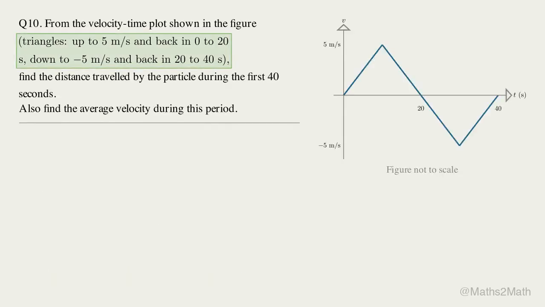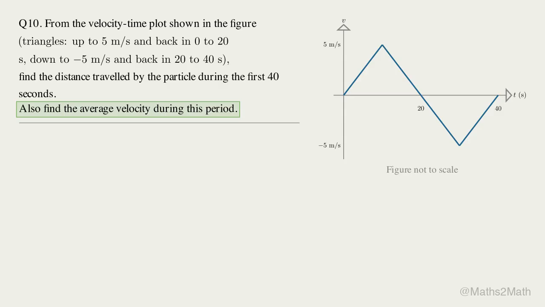Question 10. The velocity time plot makes a triangle up to 5 meters per second in the first 20 seconds, then a mirrored triangle down to minus 5 in the next 20. Find the distance in the first 40 seconds and the average velocity. What does this mean? Distance adds the sizes of both triangle areas.